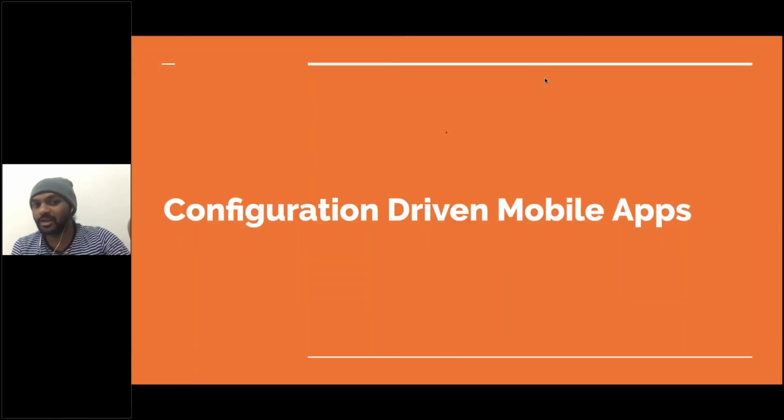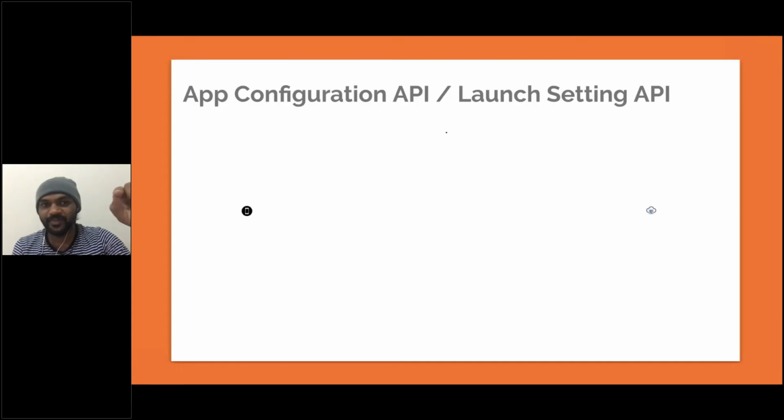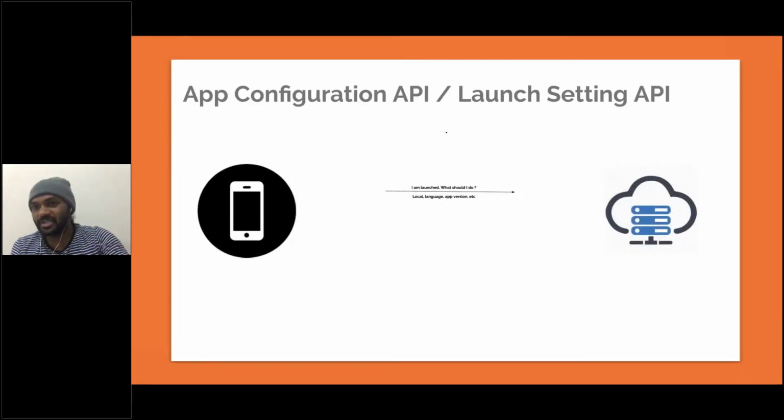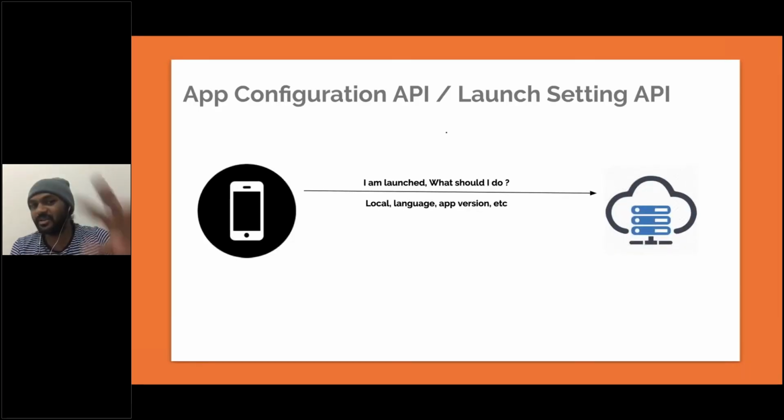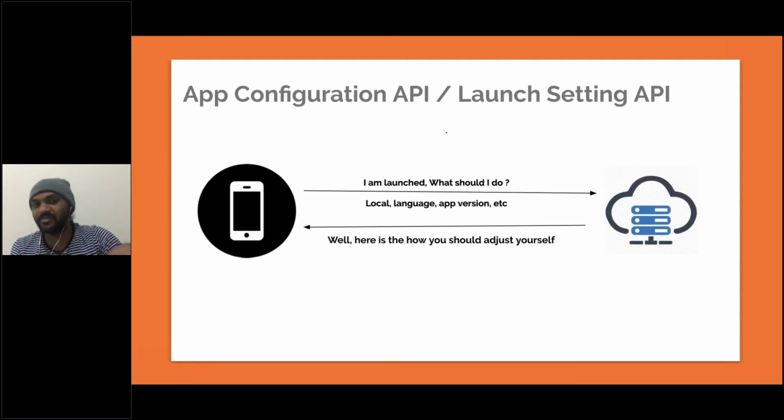this is called a config driven mobile app. The application will ask the server with specific information: locale, language, app version. This is my input, I want to get the data. Now the server will get the information. So at the time of launching, it will know what data to provide, and accordingly the data comes back.